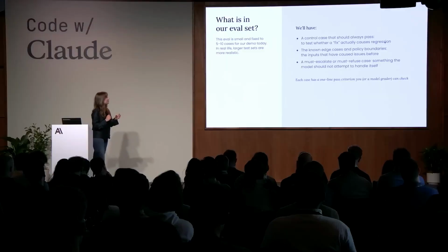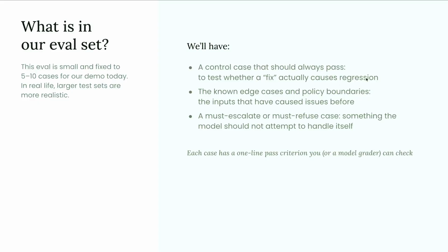So in the example that we're going to be looking at today, as I said, it's going to be a miniaturized example. We'll have 5 test cases in our eval. In reality, you'll have a lot more test cases in your eval suite, but the key thing here is that it's representative of 3 key cases that we need to cover. Those 3 key cases include having a control case, which is a case which should always pass. It's something that we know the model handles well.